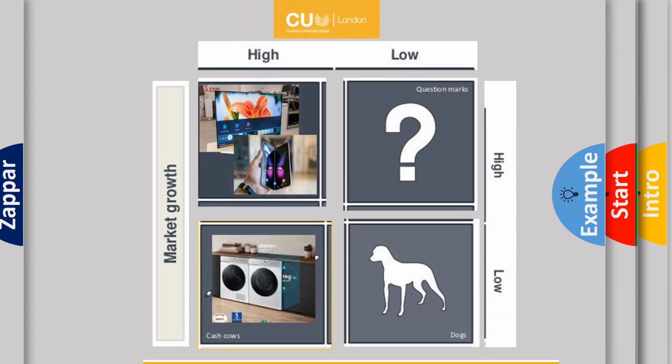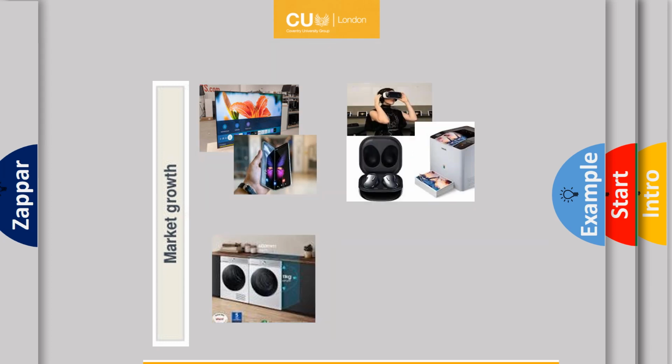If we go now to the question marks, well, some of the question marks for Samsung include their earphones, their printers, their virtual reality headsets. So what strategic business units should Samsung be going into? Will any of these be the future stars or not? So what should, from a corporate level, Samsung be investing in? Which product lines, which strategic business units, and why?